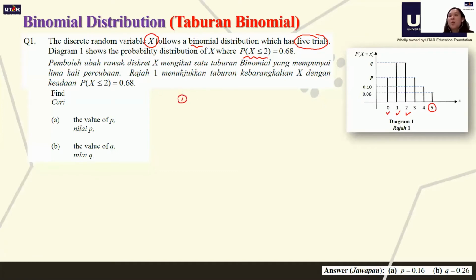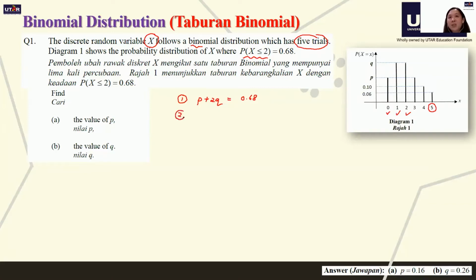Equation 1: the first value, I have 0 with P probability. Then I have 1 with Q. Then 2, I have Q also. So I will have the first equation to be P plus 2Q, which is given as 0.68. From the question, these 3 bars added together give a probability of 0.68.